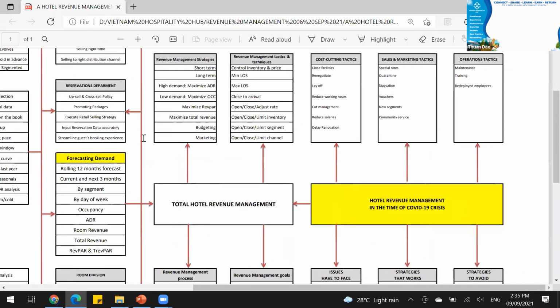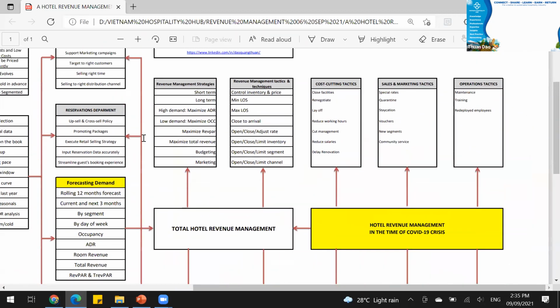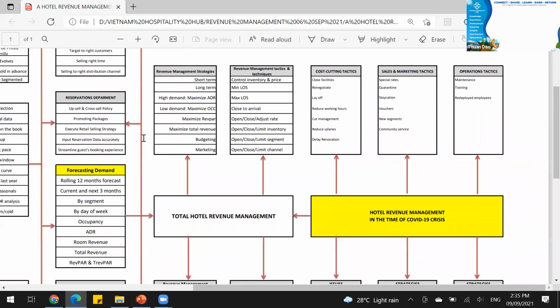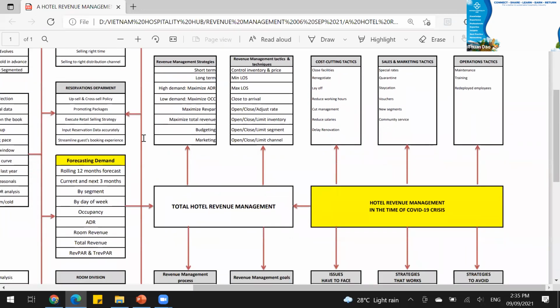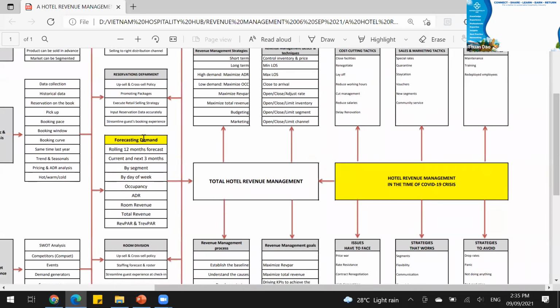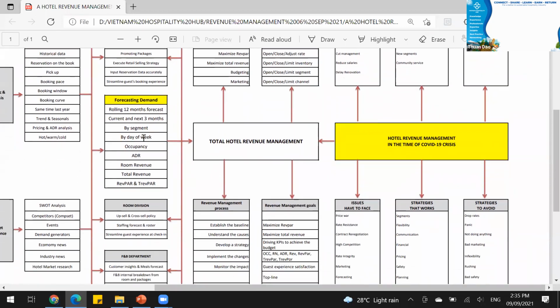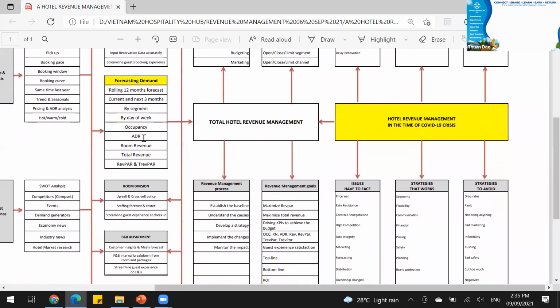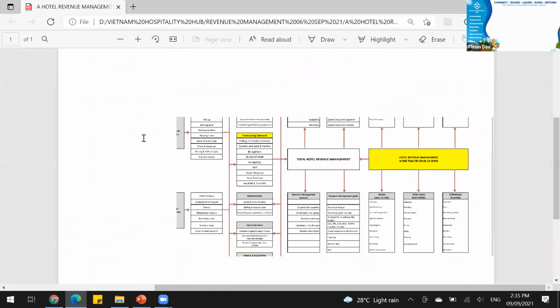And then I just put in the revenue management in the COVID time crisis. Okay, so like cutting costs, tactic of sales and marketing, also operation tactics, issue that we have to face, a strategy that works, and then strategy that we need to avoid. Okay, so these are the key points, that I put in one chart for you later.